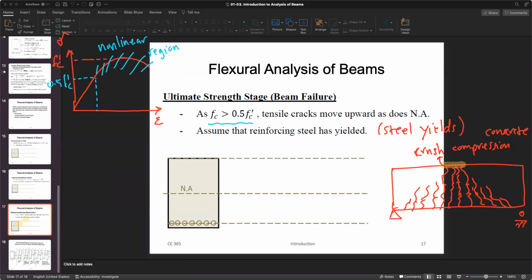All right. So let's look at the stress and the strain configuration here.